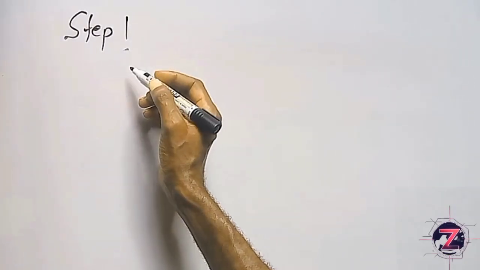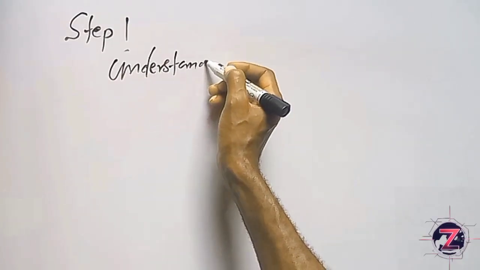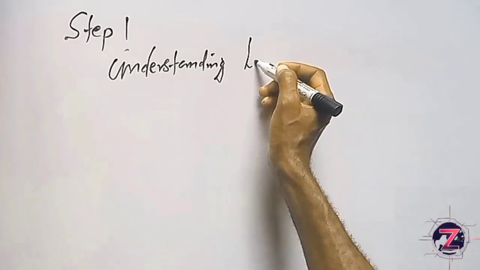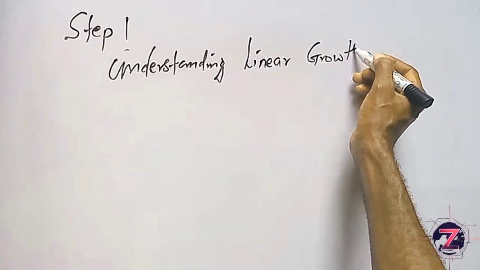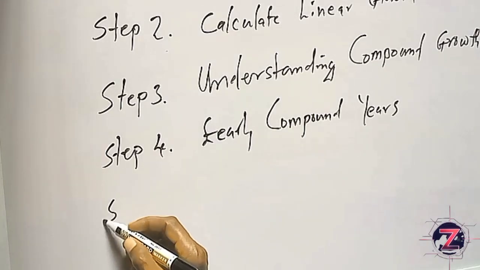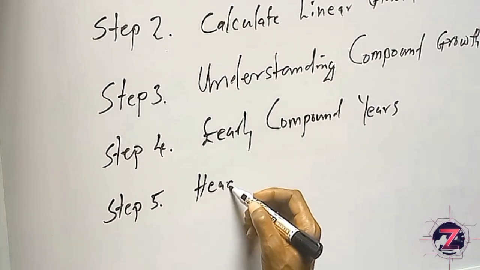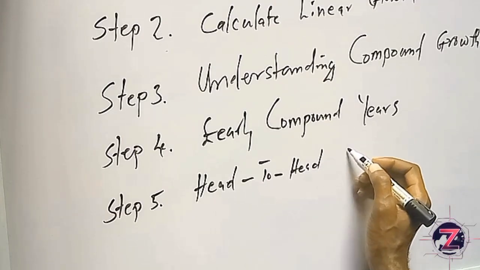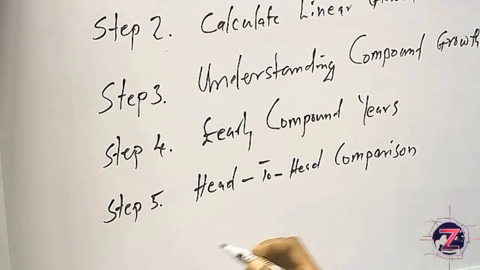Now, here are the steps I'm going to follow in explaining all of this. In step 1, I'm going to take you through understanding linear growth. Then in step 2, we will calculate linear growth itself. Then that will take us to step 3, which is understanding compound growth. And step 4 will be early compounding years.